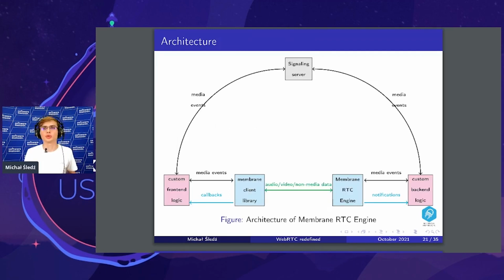This figure presents the architecture of the Membrane RTC Engine. We basically have a Membrane client library and the Membrane RTC Engine, and both of them emit so-called media events. Media events are responsible for carrying messages related to negotiating session parameters, informing that there is a new peer or some peer left the room, or that some metadata of some track has been updated.